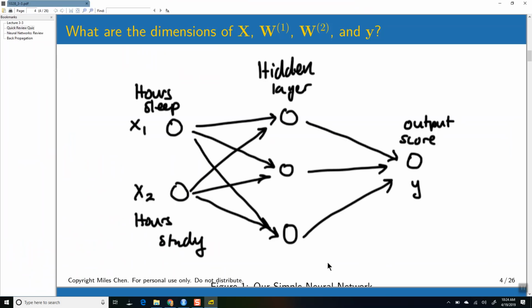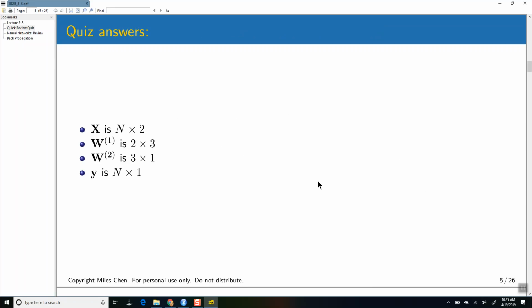All right. So what do we say? X is going to be n by 2. Okay. W1 is 2 by 3 because we've got 2 going in and 3 going out. W2 is 3 by 1, 3 coming in and 1 going out, and then y is n by 1, okay? So we go n by 2, 2 by 3, 3 by 1, and the result when you do all of that multiplication is going to be n by 1.